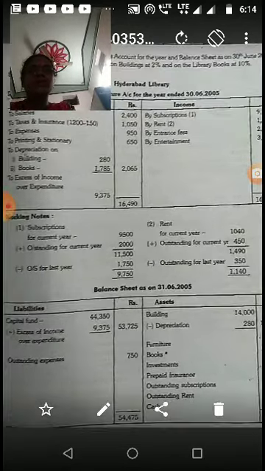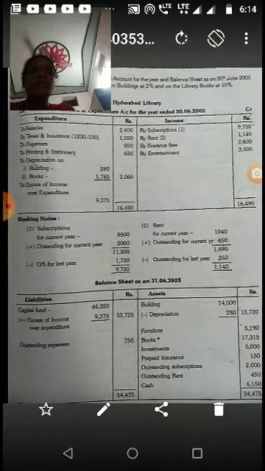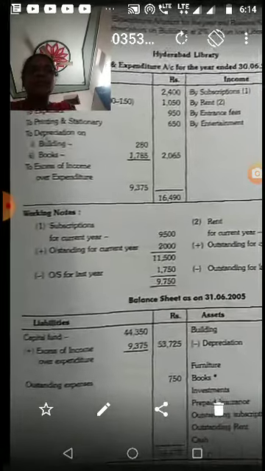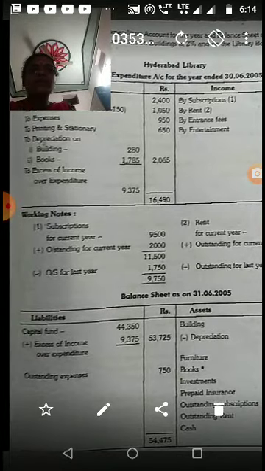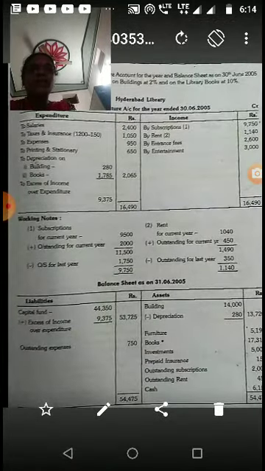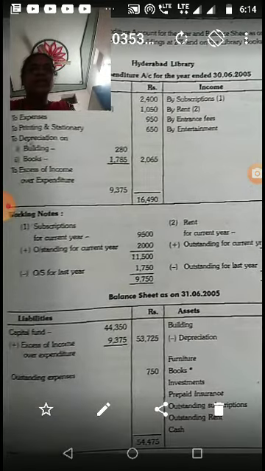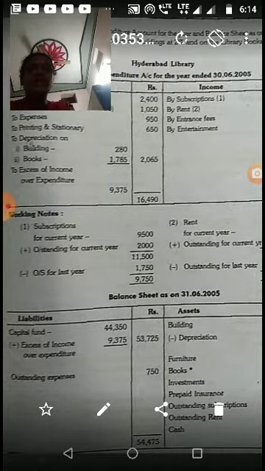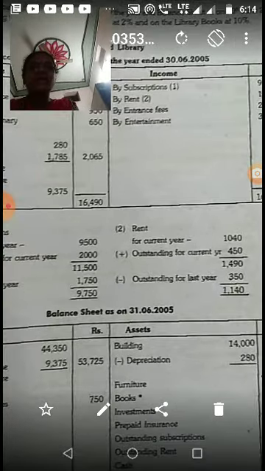Now let us discuss our library income and expenditure account for the year 2005. Now salary is 2400, taxes and insurance 1200 minus 150, 1050, to expenses 950, to printing and stationery 650, to depreciation on building 280, depreciation on books 1785. The total is 2065.